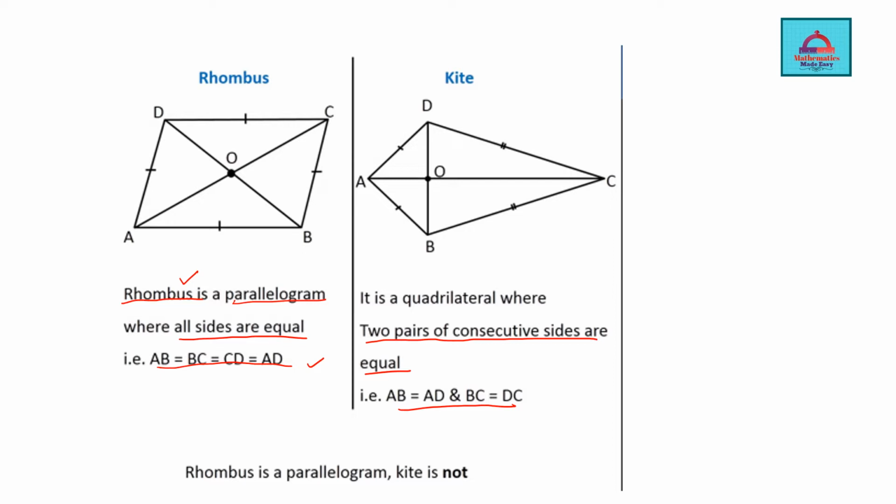Now it is not a parallelogram, as you can see. Kite is not a parallelogram, whereas rhombus is a parallelogram. So that's the difference between the two. So in today's video, let's find the area for both of them.